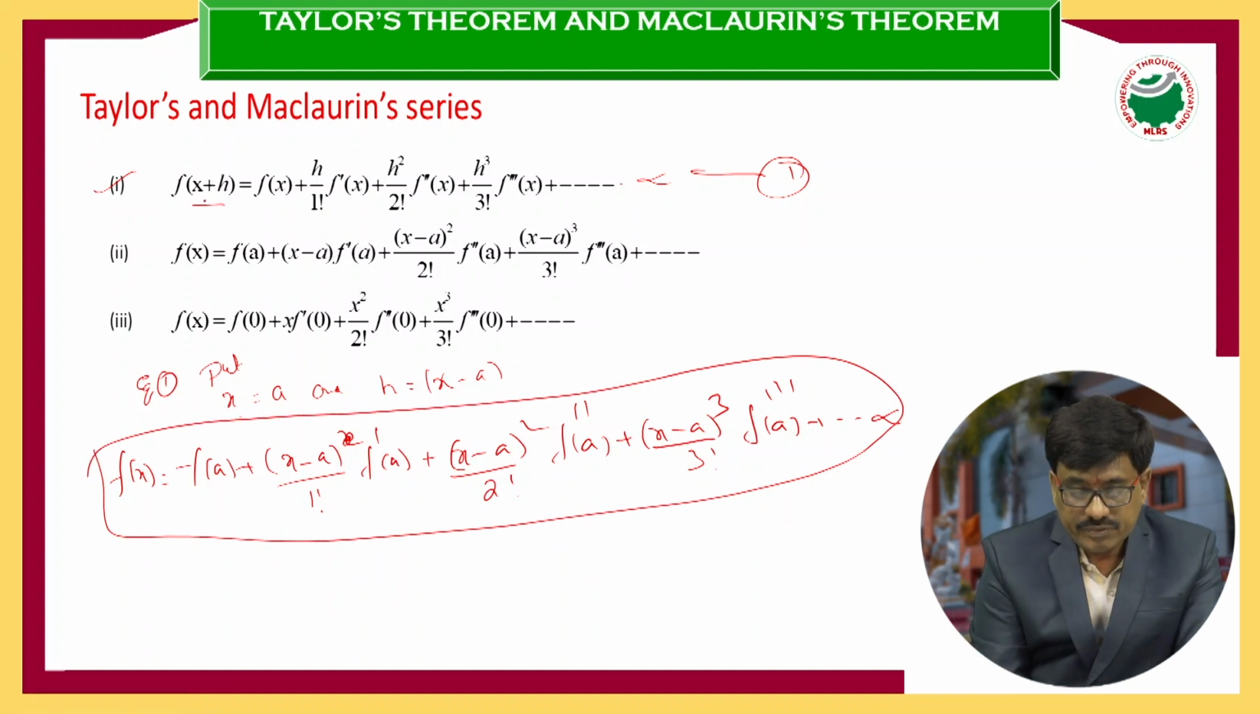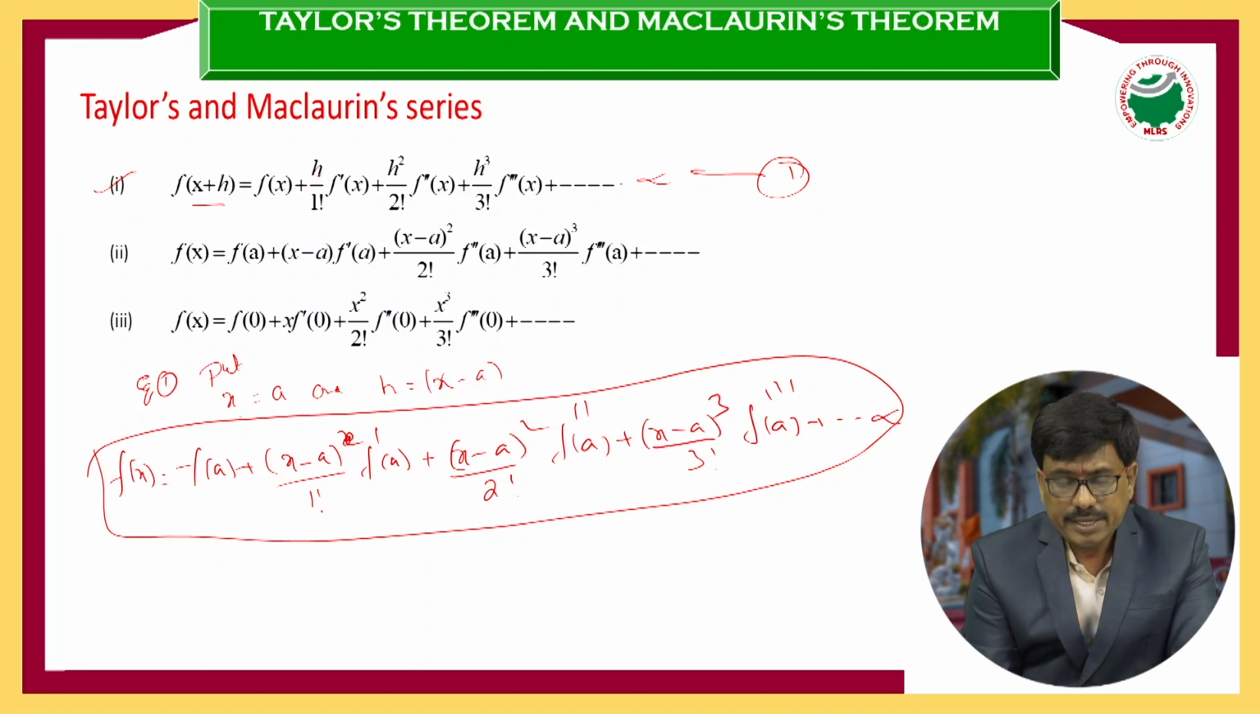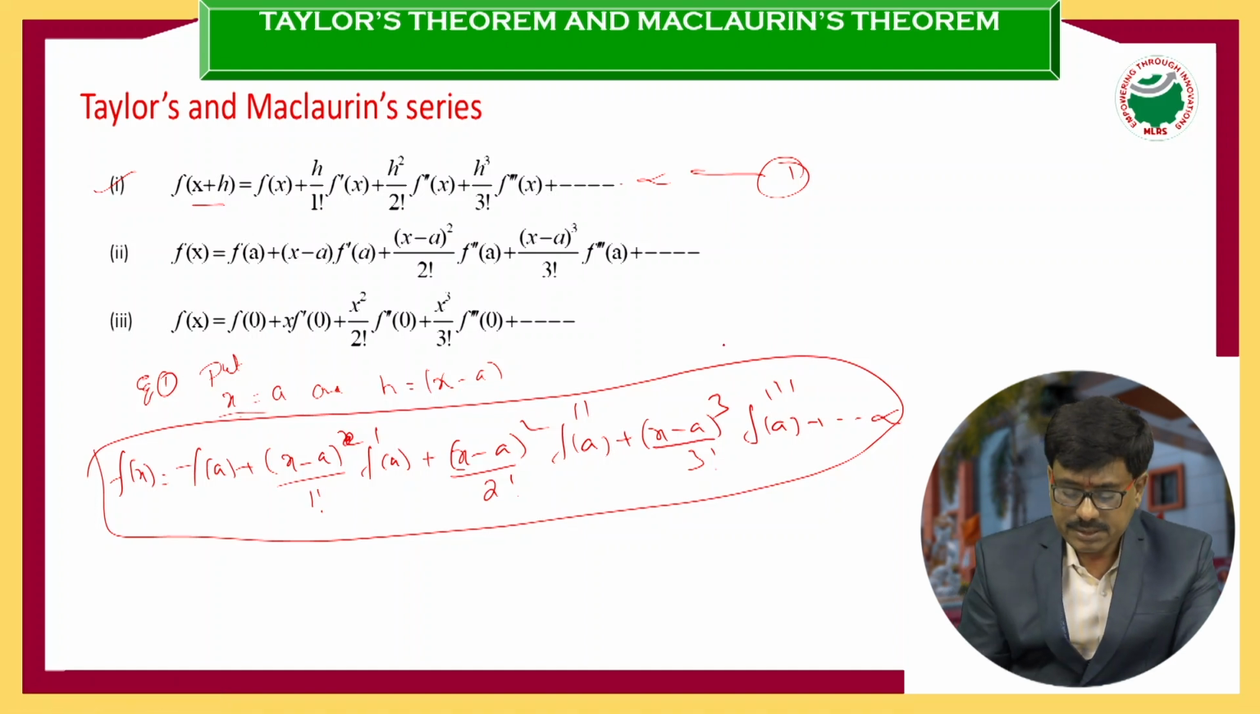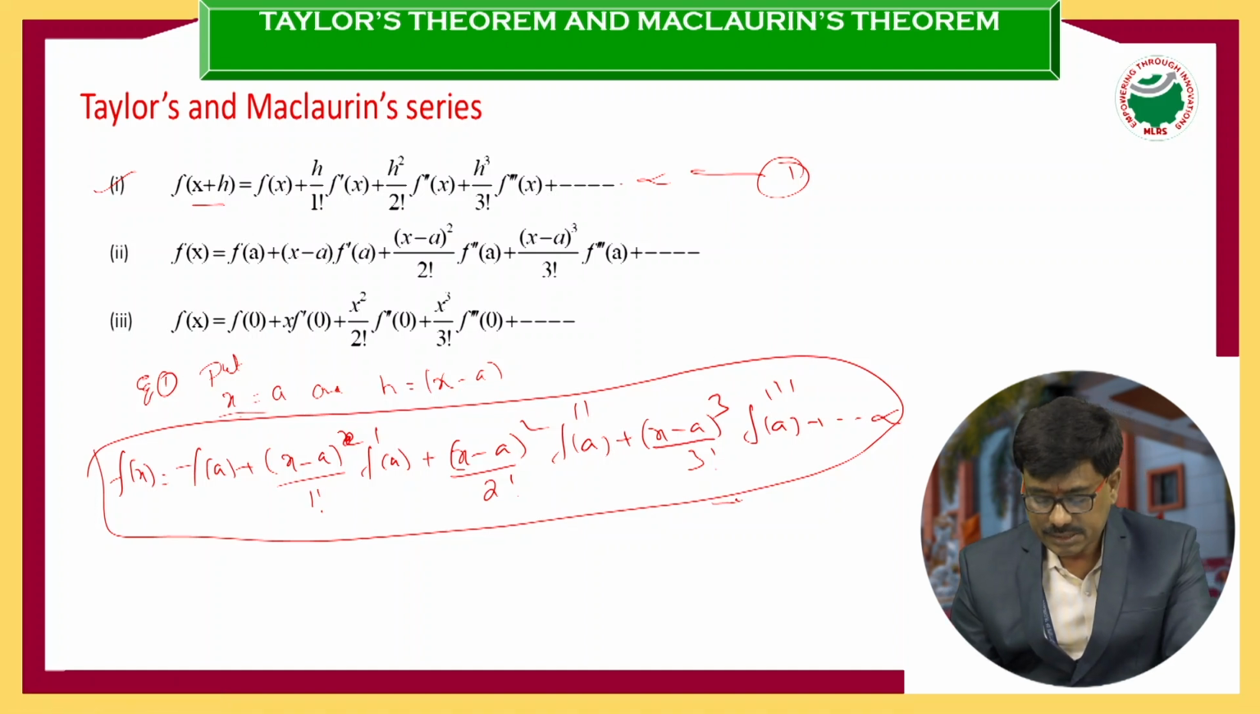Are you observing the first equation? The first equation is f(x+h) = f(x) + h/1! f'(x) + h²/2! f''(x) + h³/3! f'''(x). What did I replace now? I replaced x by a and h by x minus a. What kind of series is this? This series is called Taylor's series at the particular point x equal to a.